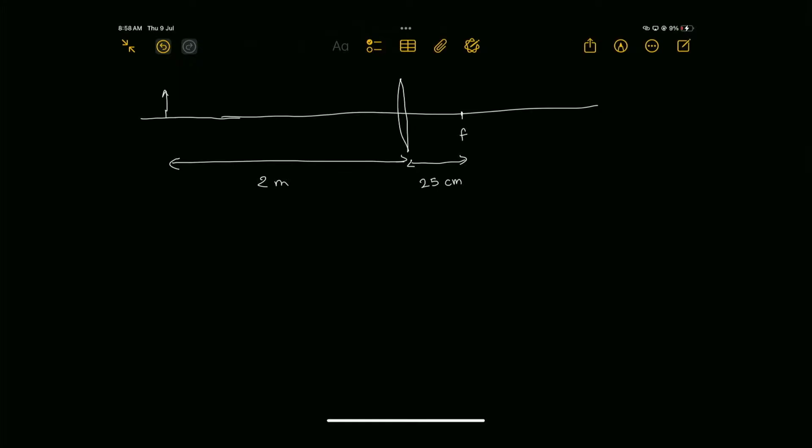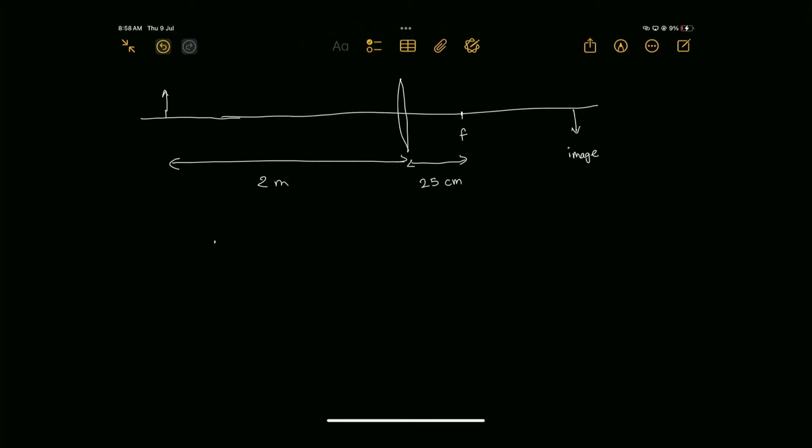So the image, we know it would also be inverted, right? So we can draw the image to be here. Now we will find this distance in part 2 of the question. So in part 2, it says to calculate the image position.